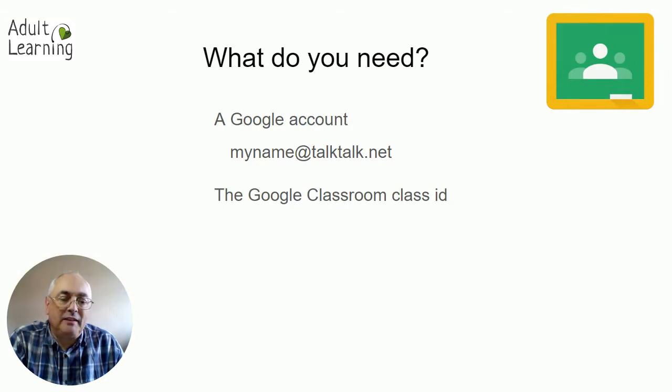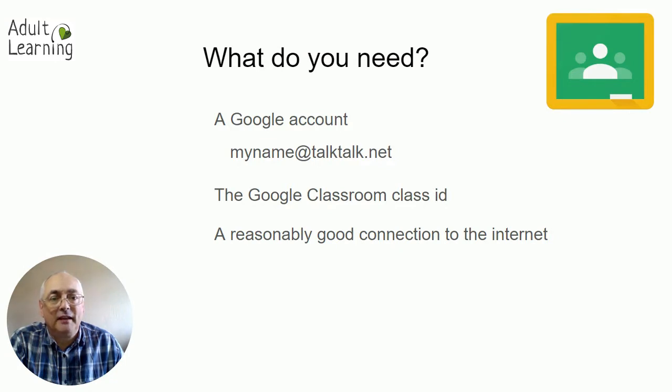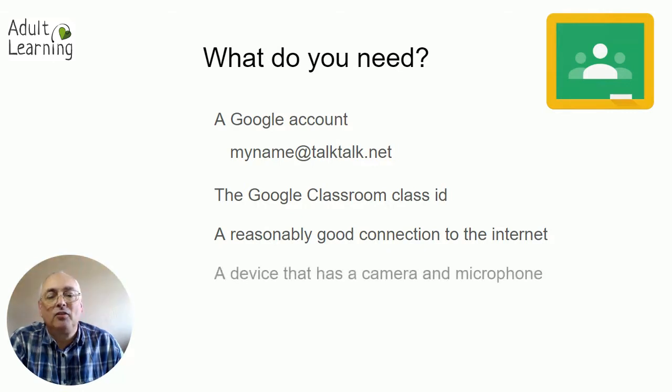You will also need the Classroom ID that is given to you by the Adult Learning Service when you enrolled. This will enable you to go directly to the course on which you've enrolled. You will also need a reasonably good connection to the internet. This is so that you can participate in the online meetings, and so you will need a device that has a camera and a microphone.